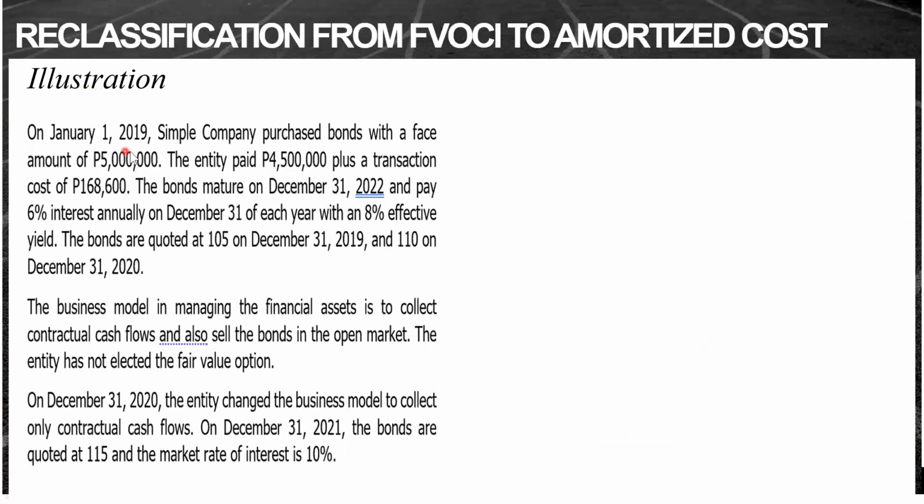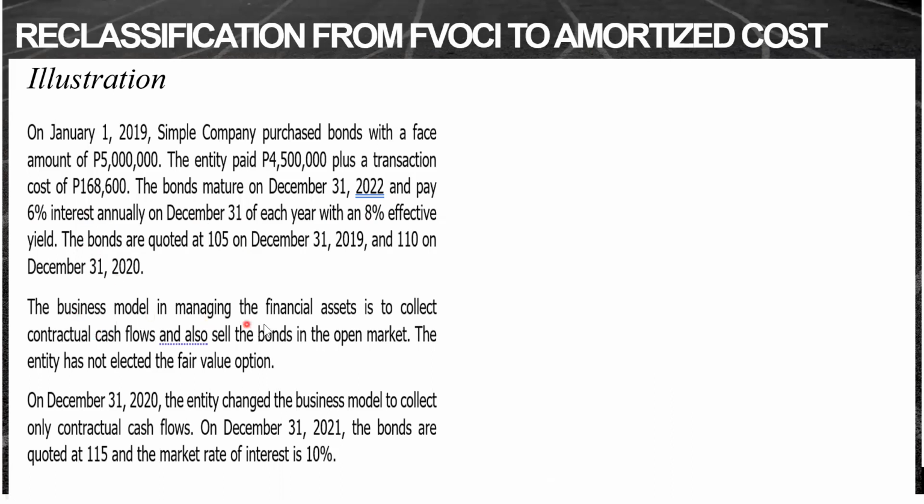So on January 1, 2019, Simple Company purchased bonds with a face amount of 5 million. The entity paid 4.5 million plus a transaction cost of 168,600. The bonds mature on December 31, 2022 and pay 6% interest annually on December 31 of each year, with an 8% effective yield. The bonds are quoted at 105 on December 31, 2019 and 110 on December 31, 2020.